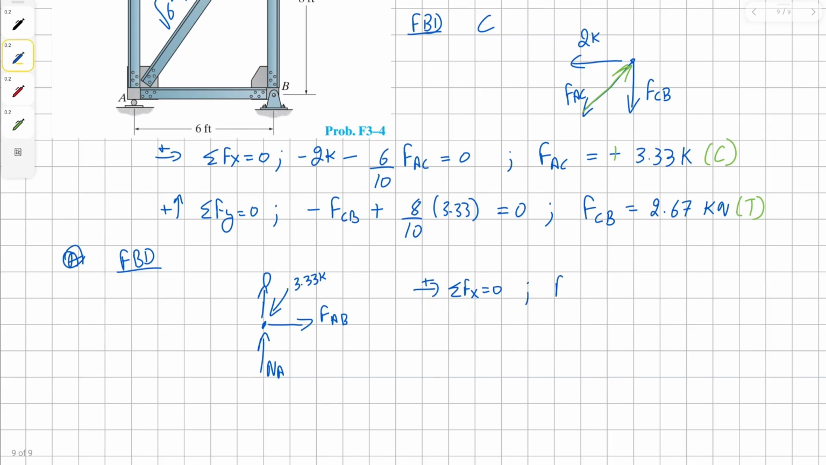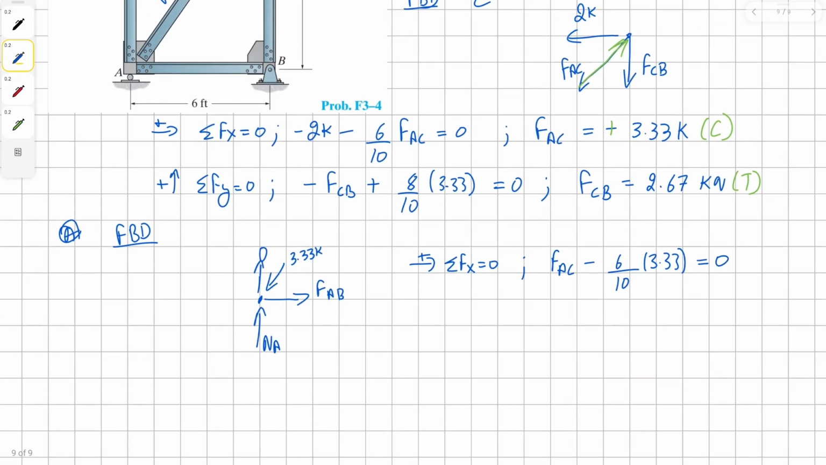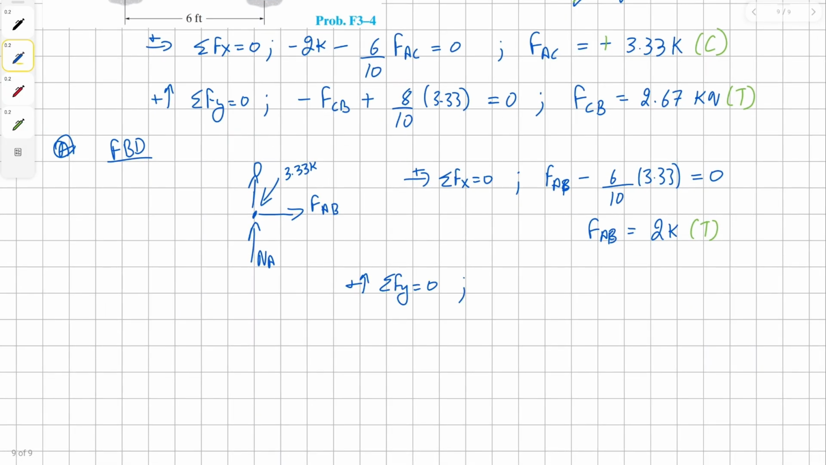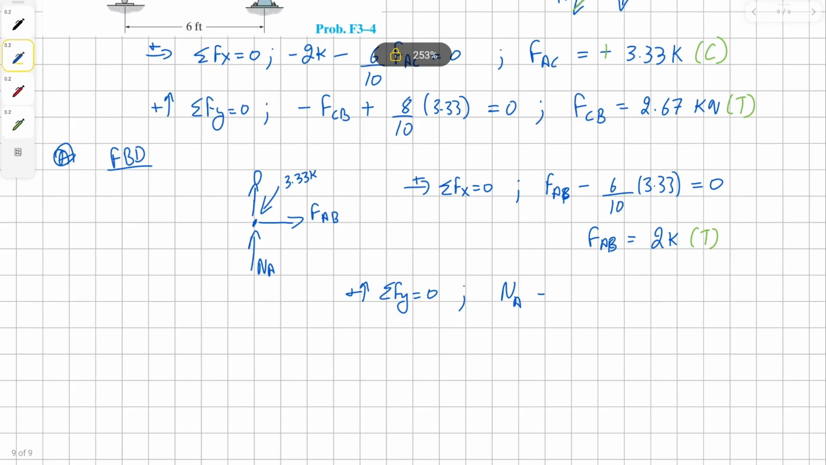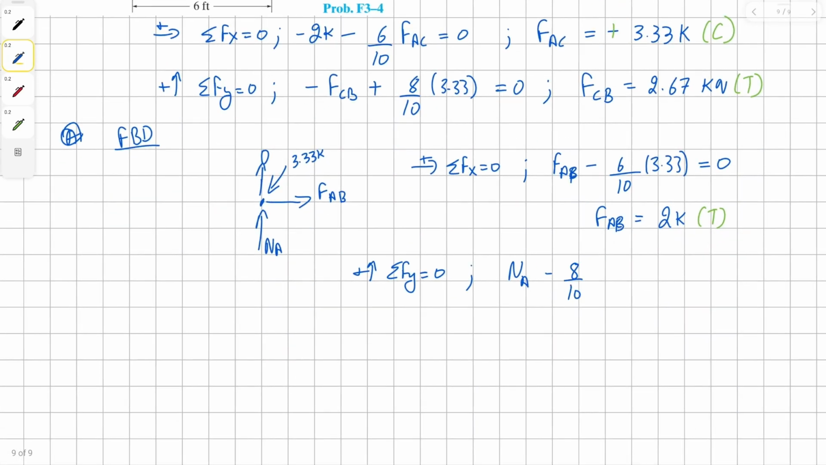Let's sum the forces in x direction in order to find the value for our force AB. It's going to be positive force AB, take away 6 over 10 times 3.3, which is the value of our member AC, all equals to 0. Solving for force AB, we'll get our solution as 2k in tension. Now let's sum the forces in y direction. We have our external reaction from the roller, and we have negative 8 over 10 times 3.33 equals to 0. Solving for the external reaction at the roller, we get our solution as 2.67k.